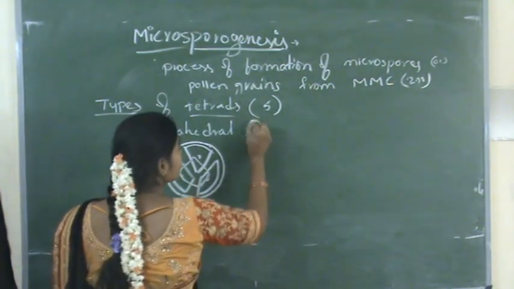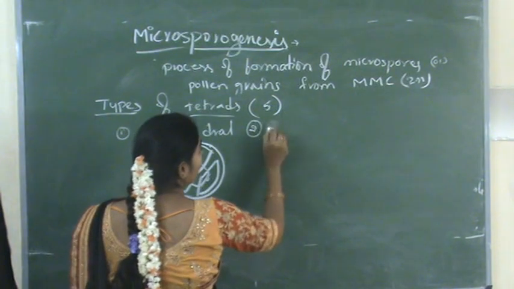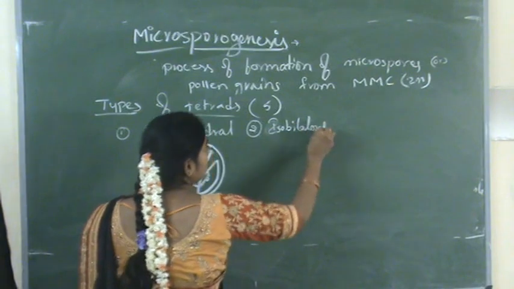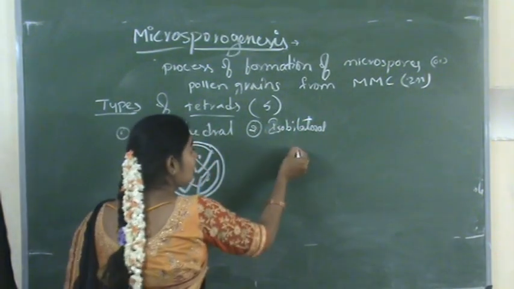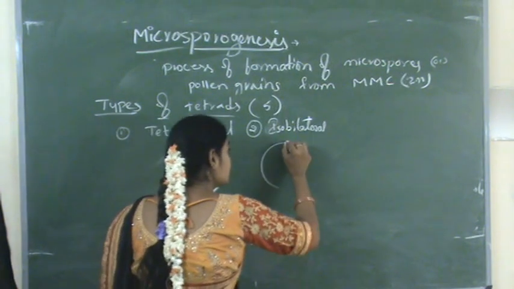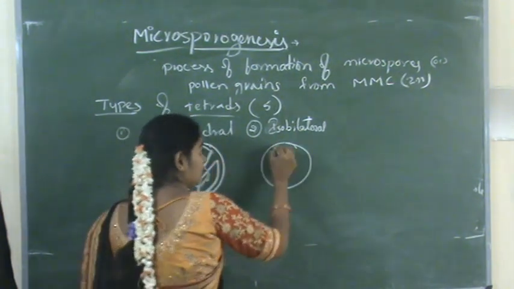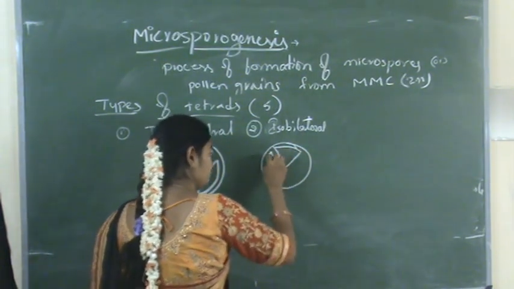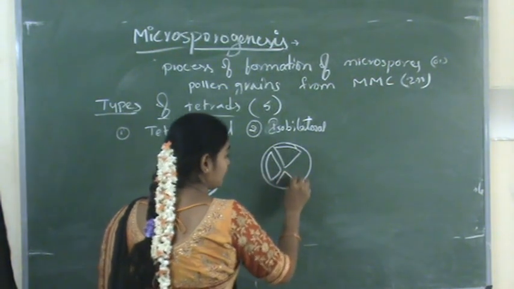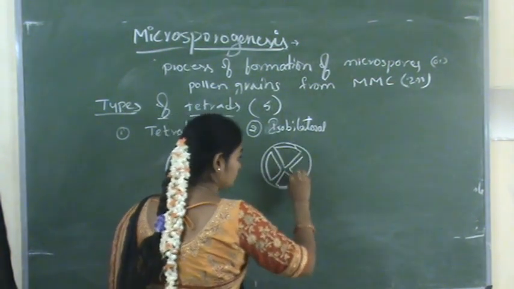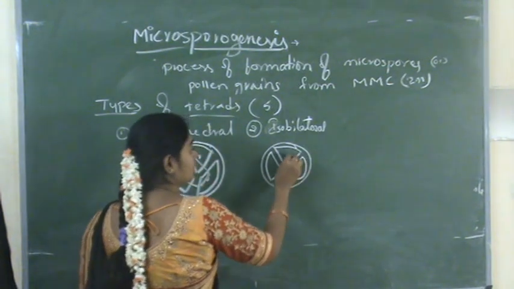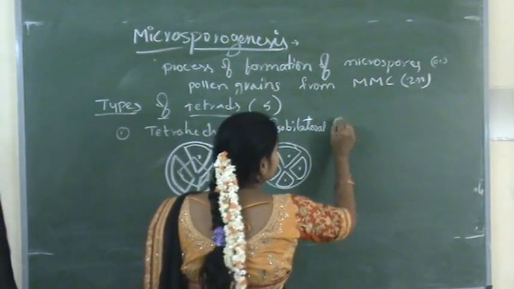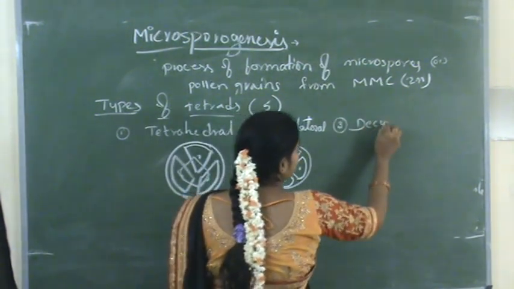And the second one is isobilateral tetrads. In isobilateral tetrads, the cells are equally arranged on 4 sides. Isobilateral. And the third one is decussate.